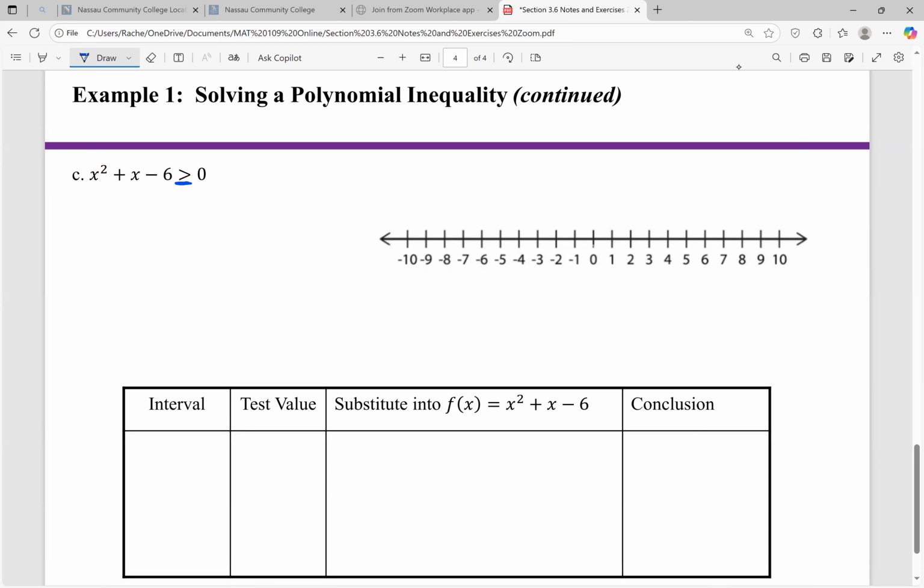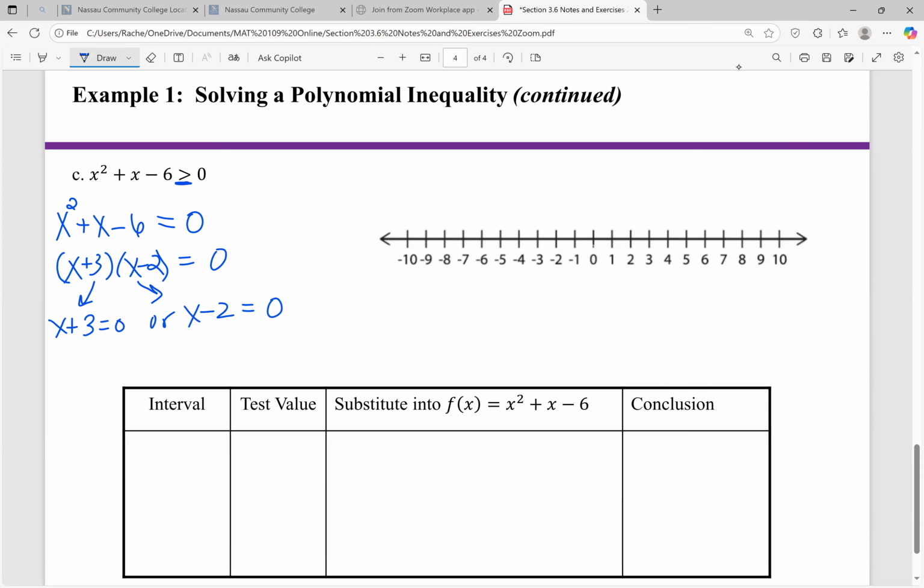All right, so first, let's solve x squared plus x minus 6 is equal to 0 so we can get our boundary points. So let's try and factor x squared plus x minus 6. Two numbers that multiply to negative 6 but add to positive 1 are a positive 3 and a negative 2. So let's set each factor equal to 0. x plus 3 is equal to 0, or x minus 2 is equal to 0. So we're going to get x equals negative 3 or x equals positive 2.